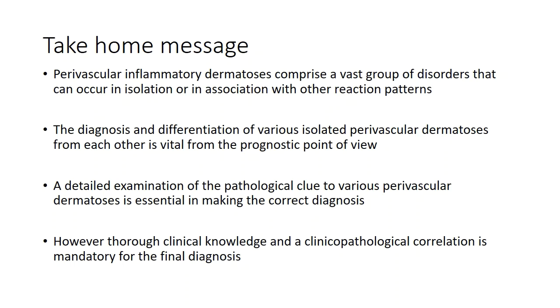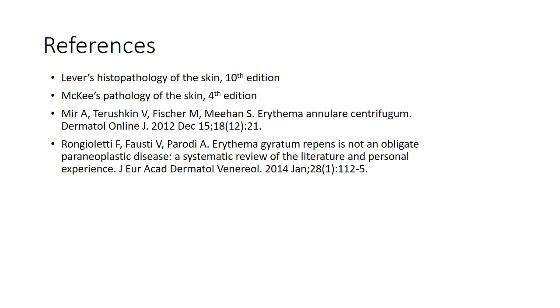So the take-home messages are: perivascular inflammatory dermatosis comprises a vast group of disorders that can occur in isolation or in association with other reaction patterns. The diagnosis and differentiation of various isolated perivascular dermatoses from each other is vital from the prognostic point of view. A detailed examination of the pathological clues to various perivascular dermatoses is essential in making the correct diagnosis. However, thorough clinical knowledge and clinicopathological correlation is mandatory for the final diagnosis. These are my references. Thank you.